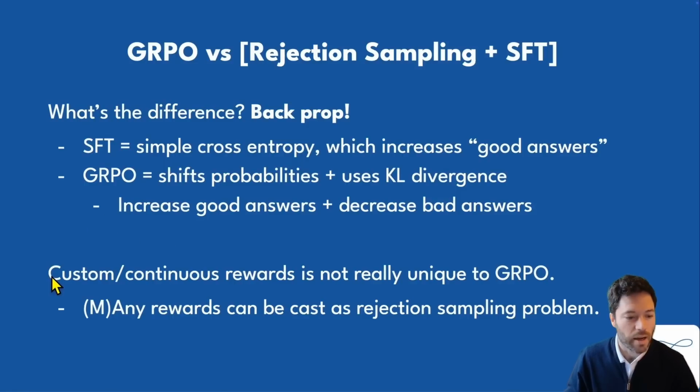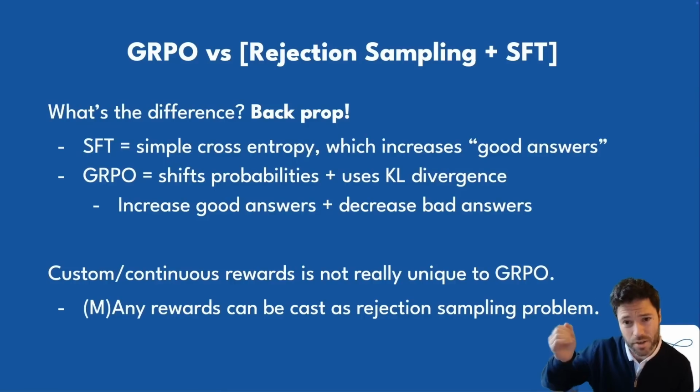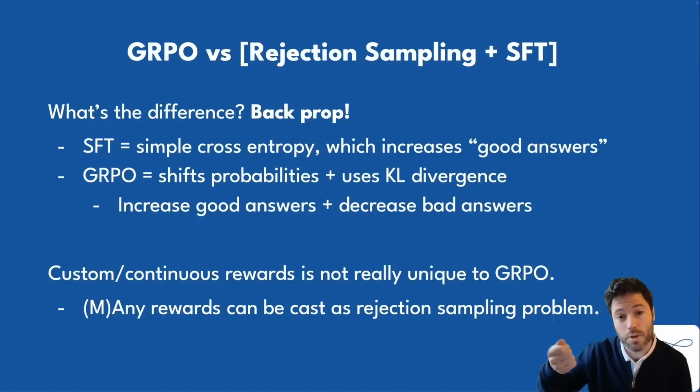I think one of the misconceptions around GRPO is that it's maybe unique because you can provide custom or continuous rewards. But actually, if you can design any specific reward function, you can, I believe, make that into an equivalent sampling strategy. So if you ask a question, let's say, what is the capital of France? And you generate 8 answers, some of them are right, some of them are wrong. You can define a correctness reward function for the one that says Paris.